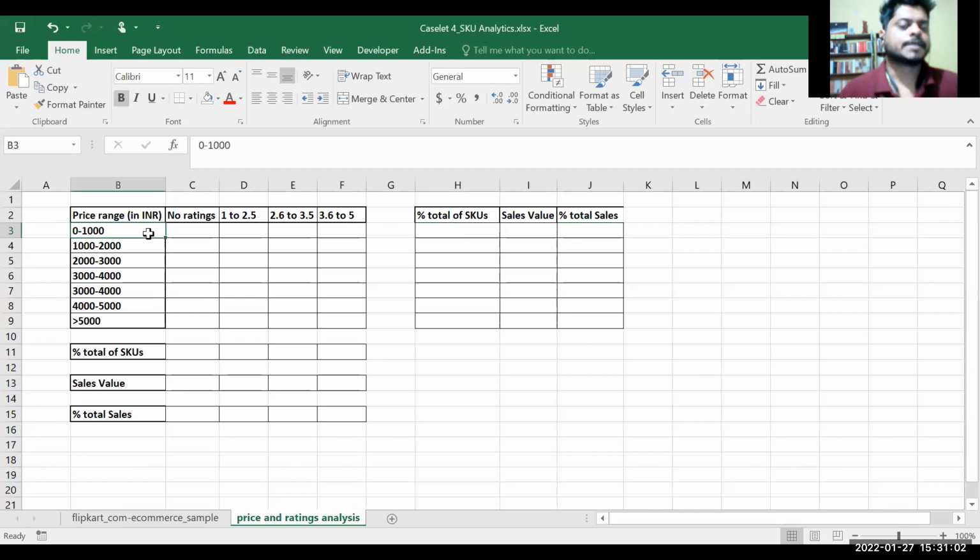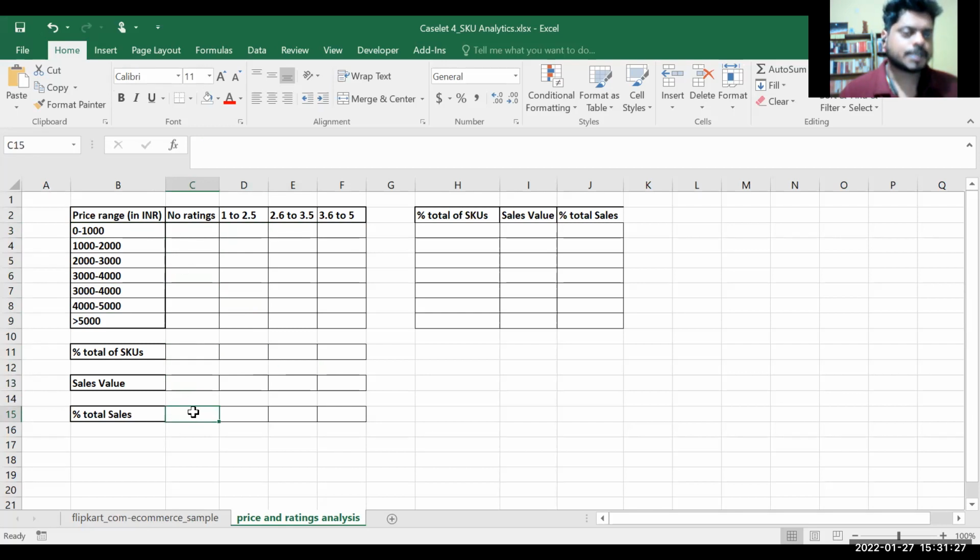So for the price range between 0 to 1000, how many products have no ratings, how many products have a rating between 1 to 2.5, 2.6 to 3.5, and 3.6 to 5. Similarly, this number is basically the number of items, right? Then that is the percentage of total SKUs. Then you have to find out what is the total sales value of those items, right? Then the percentage of total sales.